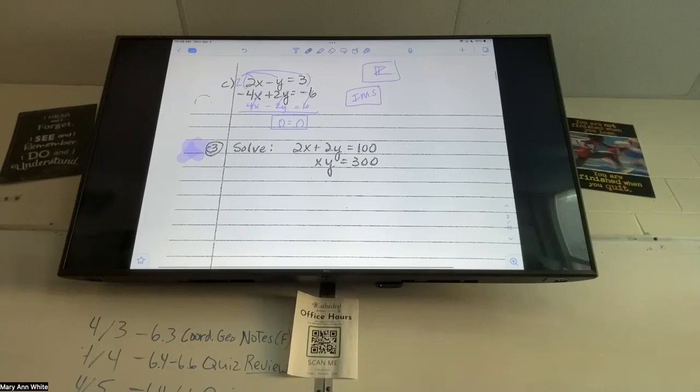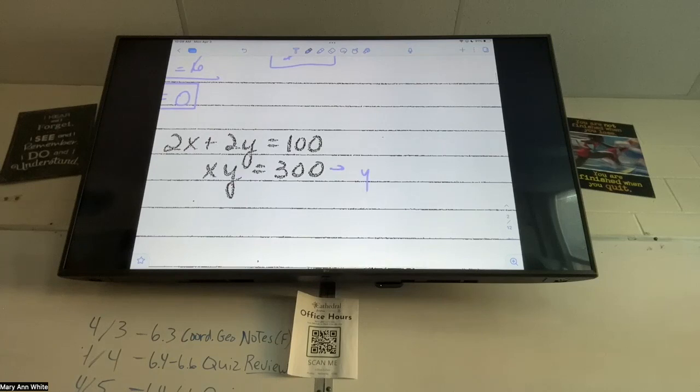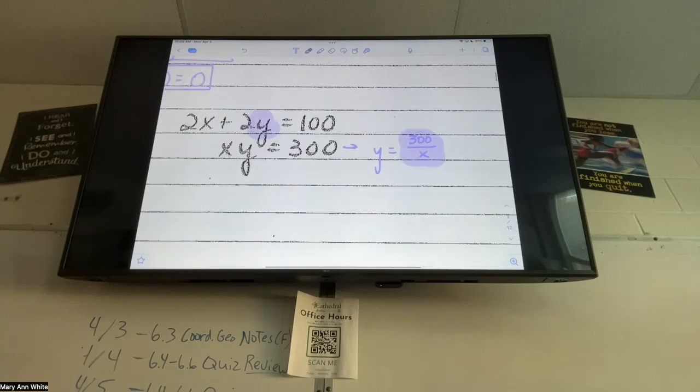Okay, so I'm going to get this one. I'm going to solve for y just because I'm used to having y by itself. So y equals 300 over x. And then we're going to take that and plug that in for this y over here. So 2x plus 2 equals 100. And that parentheses is going to be 300 over x.